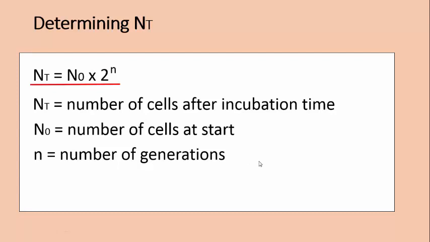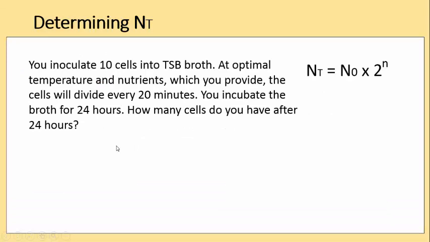So let's go ahead and do a question, and I'll show you how to figure out what information you need and how to use the formula. Example of the style of question that you may find on the next exam in which you need to use this formula. So let's go ahead and read through it. You inoculate 10 cells into TSB broth at optimal temperature and nutrients which you provide. The cells will divide every 20 minutes. You incubate the broth for 24 hours. How many cells do you have after 24 hours?